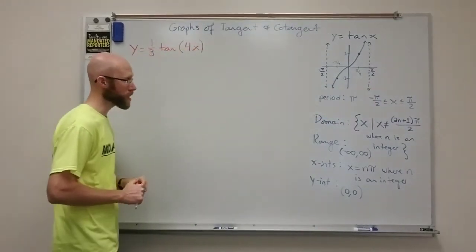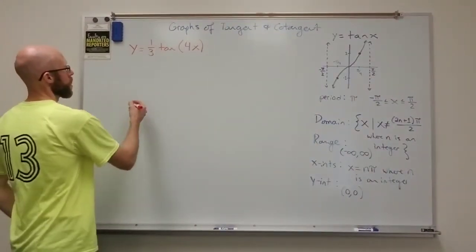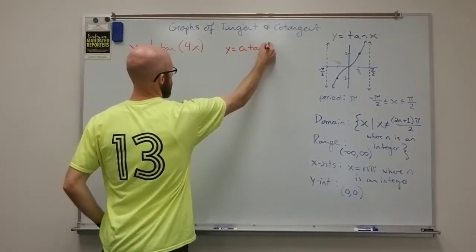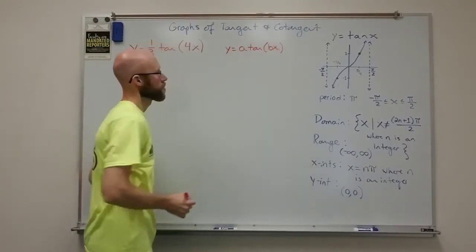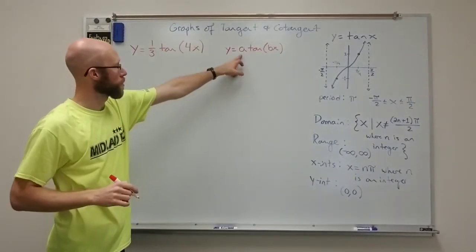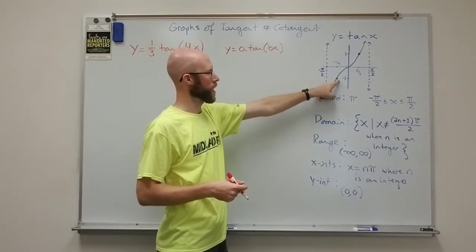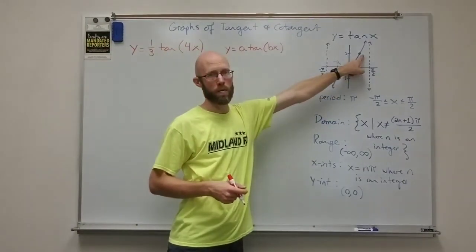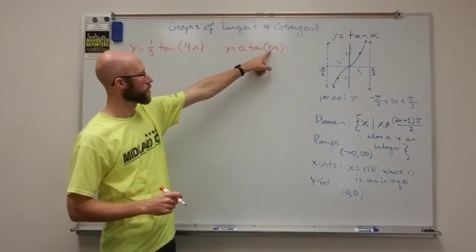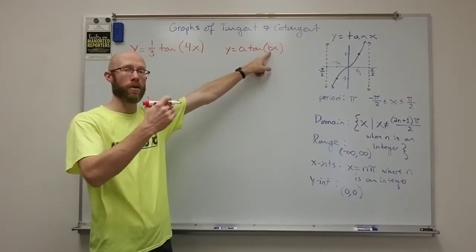Okay, so let's first take a look at that period. This is in the form y equals a tangent of bx. We've seen this sort of thing with the sine and cosine before. The a represents the amplitude, so to speak. Remember, amplitude is the height of the point halfway between the x-axis and the vertical asymptote. And the b value is how we found our period. The period for this would be pi over b.